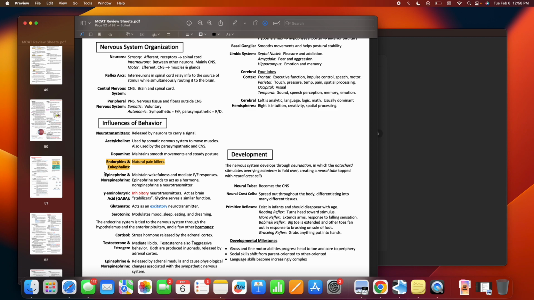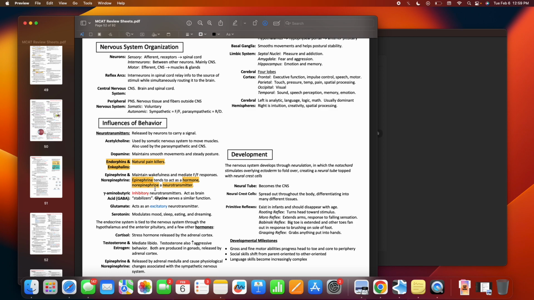We have epinephrine and norepinephrine. They maintain wakefulness and mediate fight or flight responses. Epinephrine tends to act as a hormone, norepinephrine as a neurotransmitter. I did not know that. So epinephrine is a hormone, but we do have epinephrine for the GPCR. Yes, it's a hormone, but it's not a steroid hormone. It's an amino acid hormone, a protein hormone.